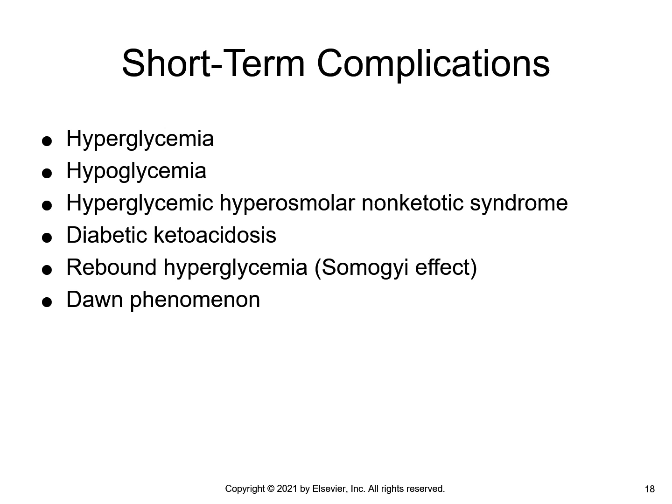Rebound hyperglycemia, or the Somogyi effect, follows a period of hypoglycemia, which often occurs during sleep. When hypoglycemia occurs, the body secretes glucagon, epinephrine, growth hormone, and cortisol to counter the effects of the low blood sugar.